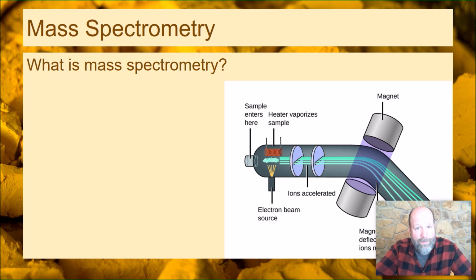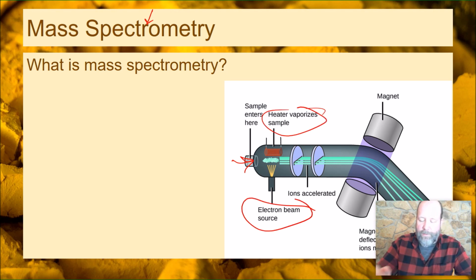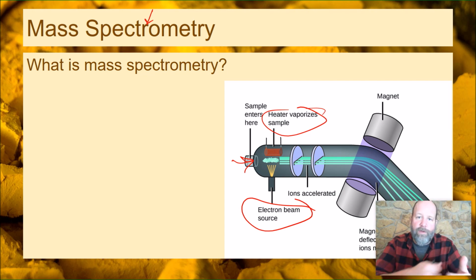Spectrometry is not a fun word to say. Go ahead and say it to yourself quietly. Mass spectrometry is a way to sort out particles by mass. So we have a device that you shoot in a sample of some element, you heat it up to vaporize it, you blast it with some electrons, and you're going to knock electrons off of this thing.